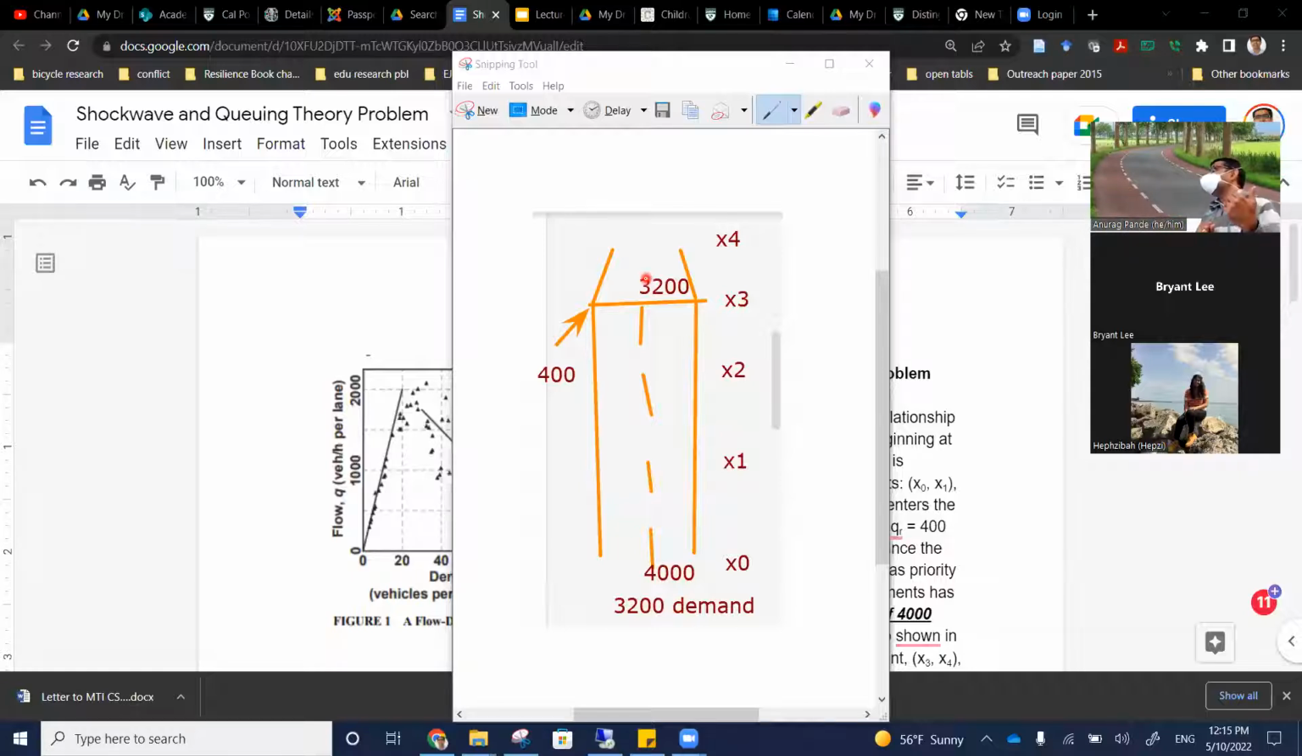But then we also want to apply what we call the Shockwave method. And for the Shockwave method, you're going to need what we call the speed density relationships. You need to figure out what your speed density relationship is for this situation.